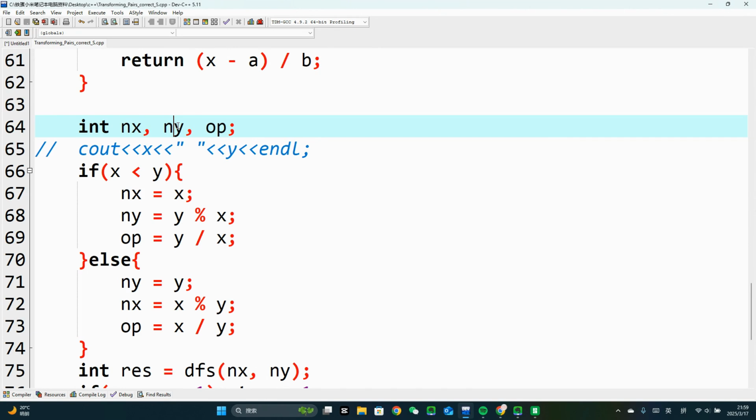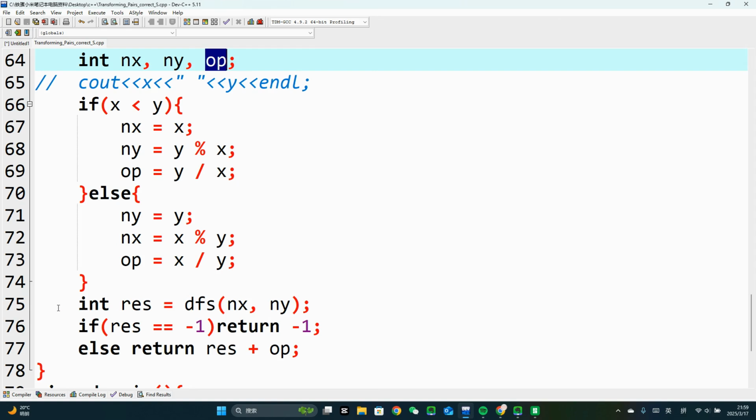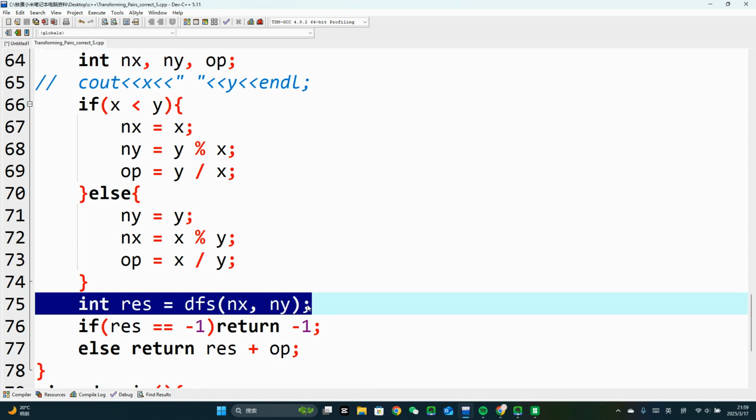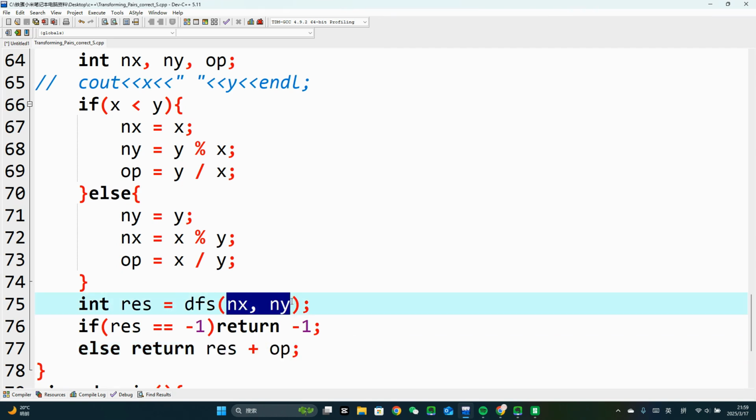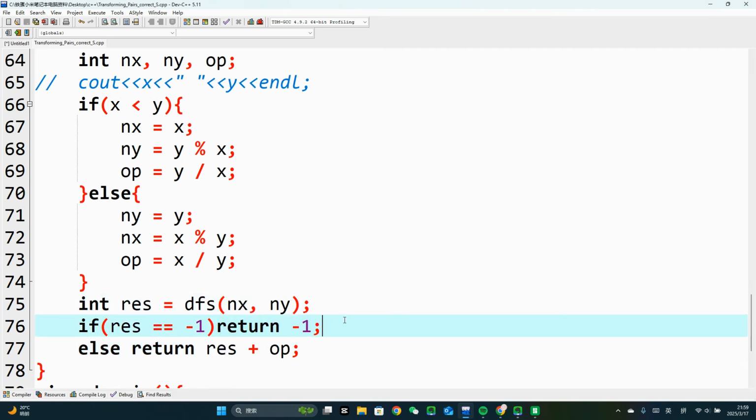Nx and ny are the new x and y after this operation, and OP is the number of operations we did on this term, because we need to find the number of operations needed to make A into D. So we had to add up all the OP. We first find the number of operations needed to achieve Nx and ny, and then add that result to the operations we did on this term. However, if the subproblem is impossible, then we return impossible.